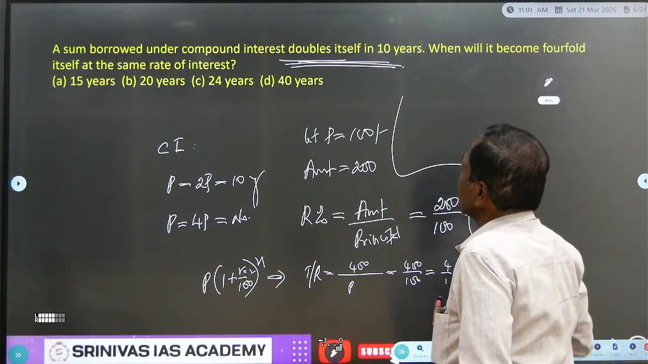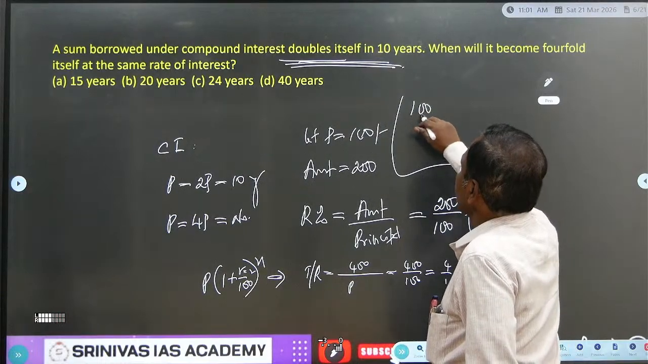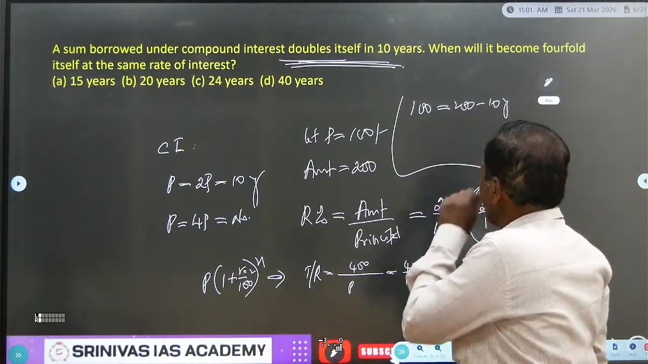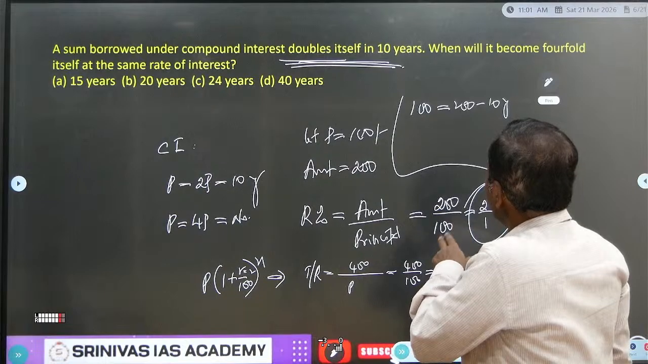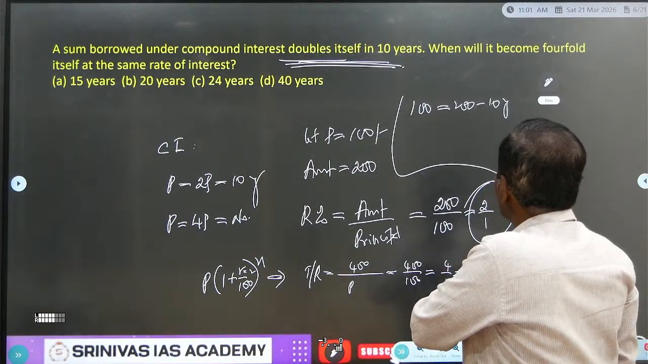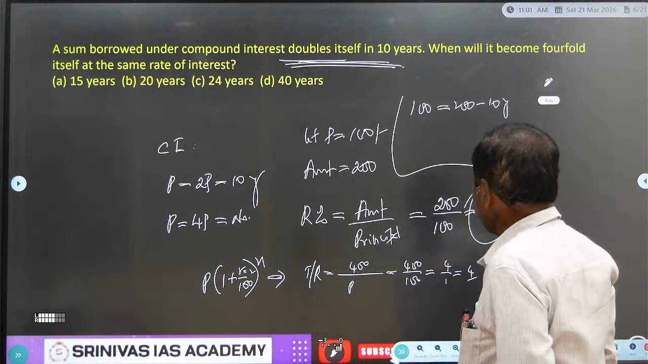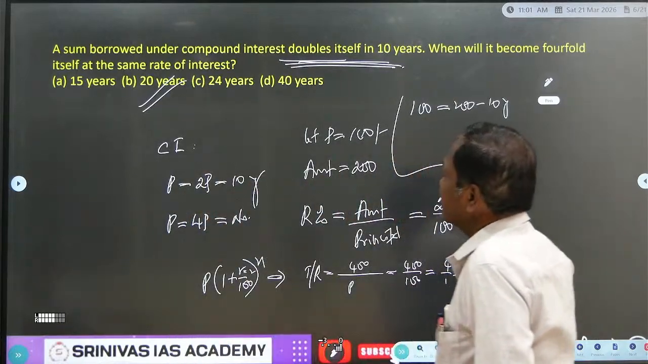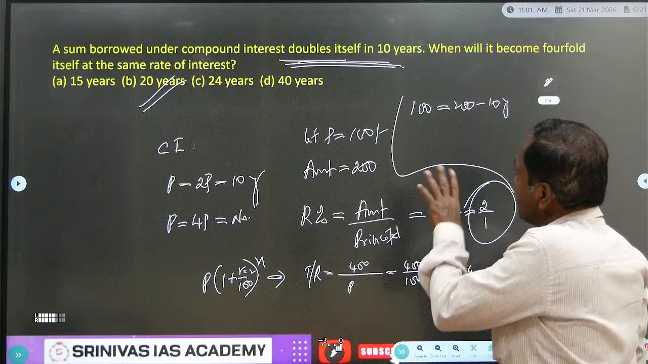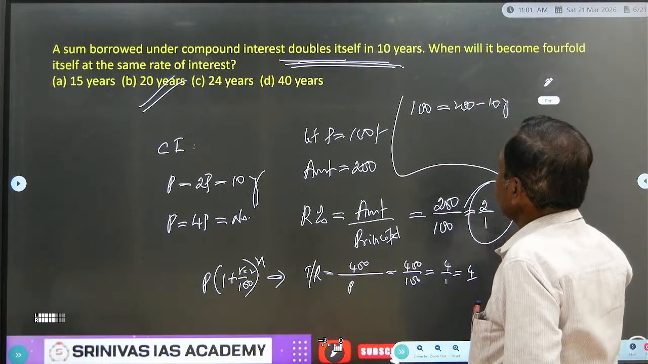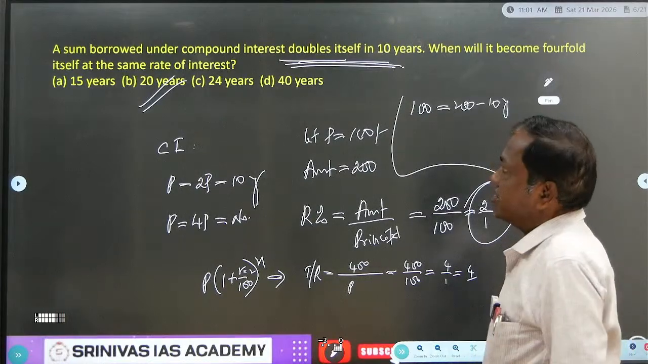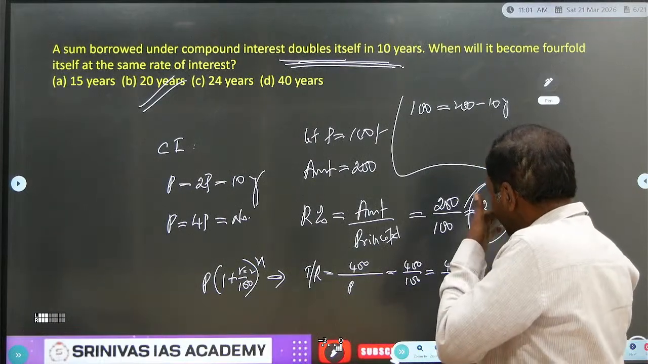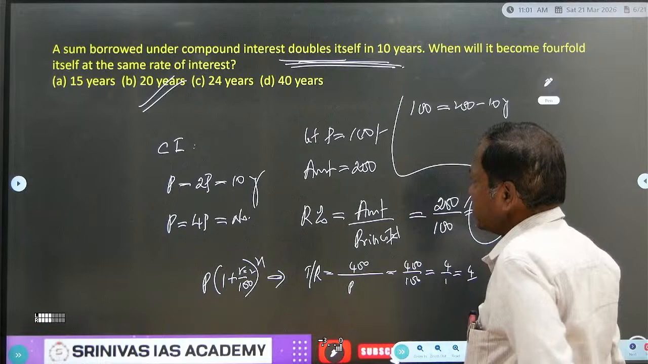Even if you use a short process, 100 becomes 200 in 10 years, right? Then from 200 to 400, again 200 has to increase. So it is just 20 years, the correct time. 20 years is the right answer. But here somewhere one step is being missed out. Because to double itself takes 10 years, 200 should become 400 in another 10 years. By seeing that, you can calculate straight away 20 years. But 20 should happen here; some step is missed out.